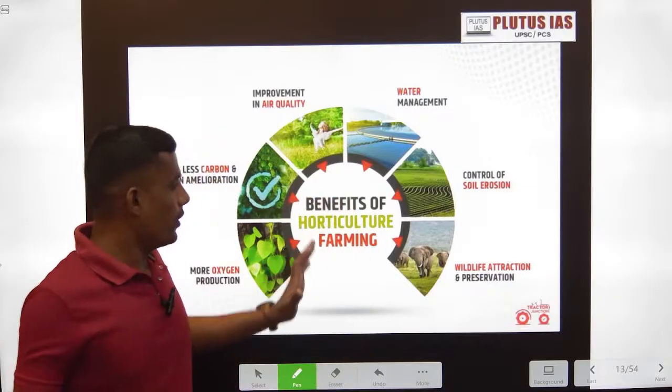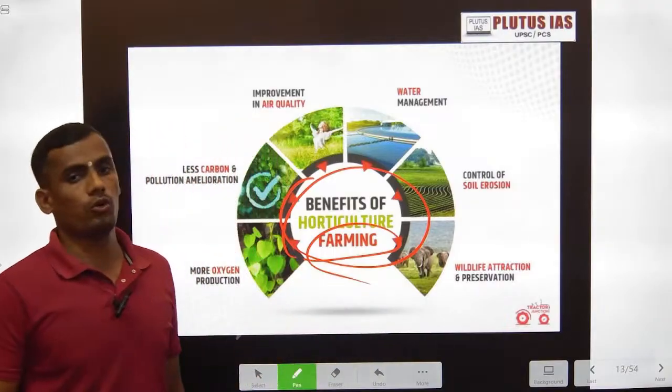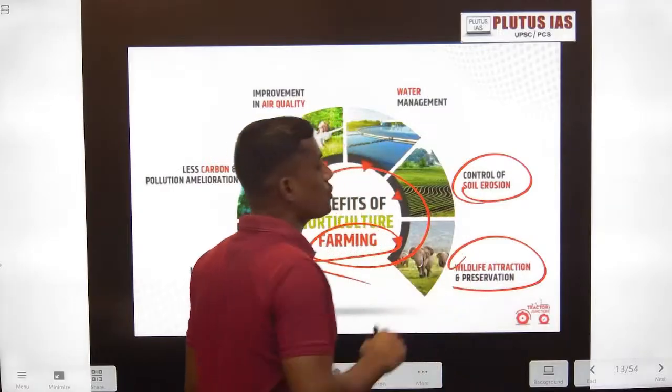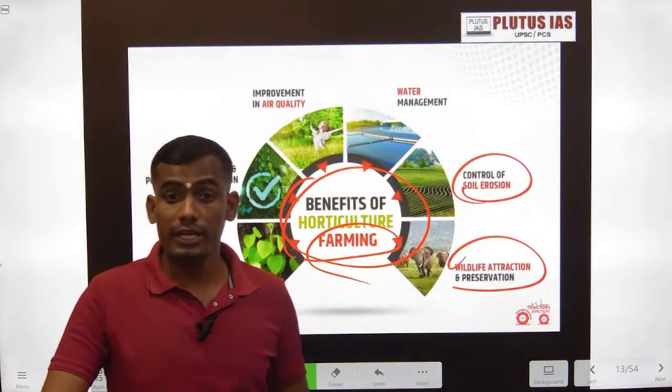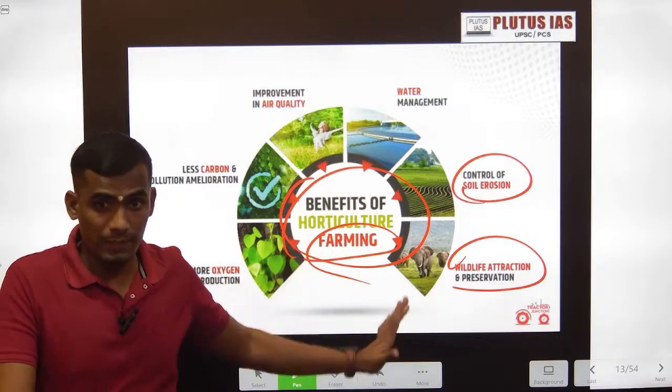Do write this point when they ask the benefits of horticulture farming in the ecological domain, not in any other domain, in ecology. It controls soil erosion, particularly in the Himachal hilly areas, Himachal Pradesh, Arunachal Pradesh. Done. So these are the ecological importance of horticulture.